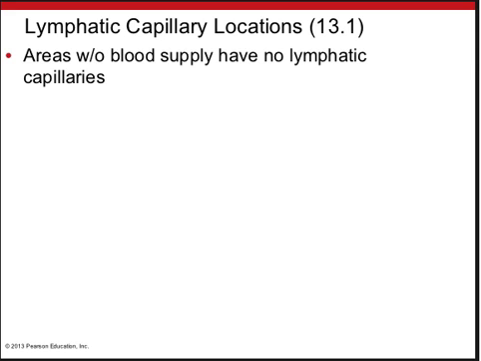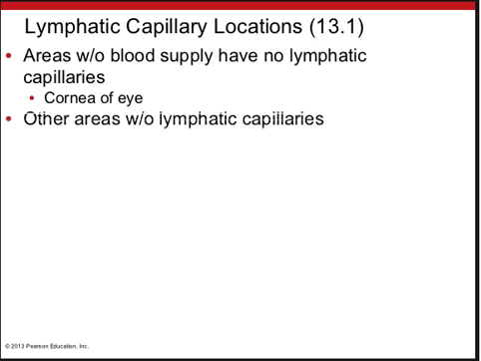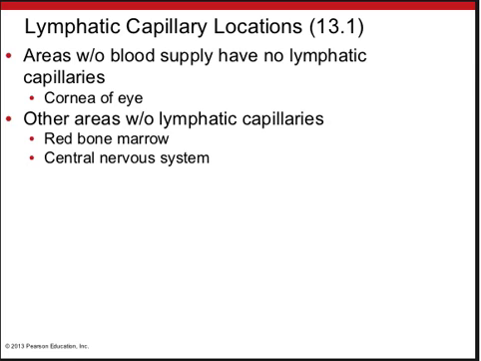Where do we find lymphatic capillaries? Well, almost everywhere in the body. Areas without a blood supply have no lymphatic capillaries, and this includes the cornea of the eye. Other areas without lymphatic capillaries include red bone marrow and the central nervous system. But everywhere else you look, you're going to tend to find a lot of lymphatic tissue.